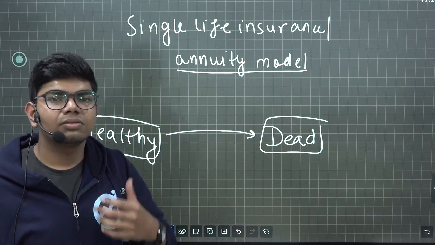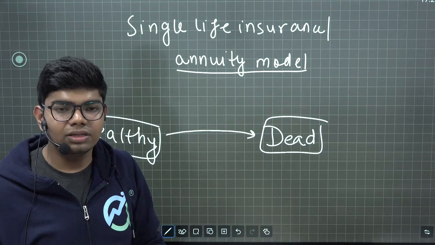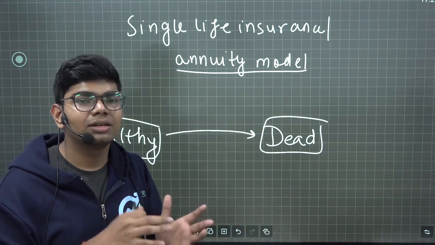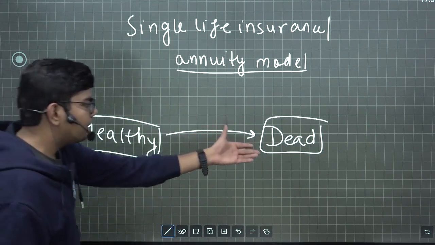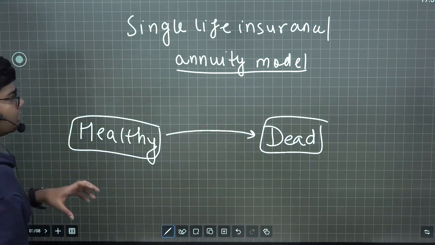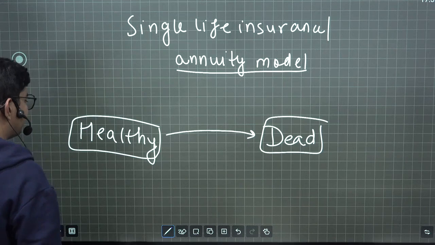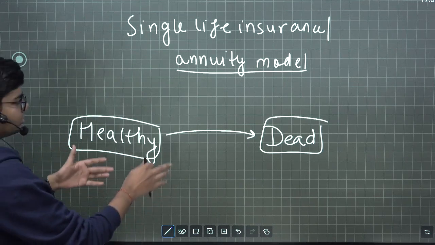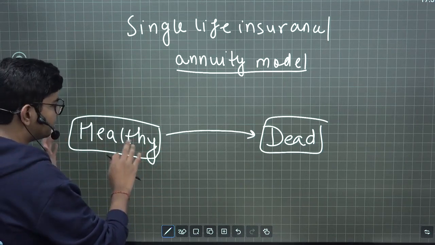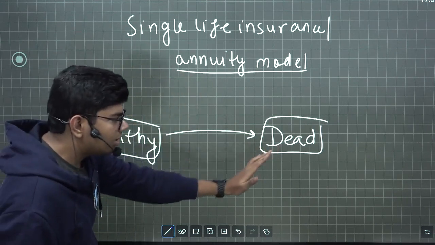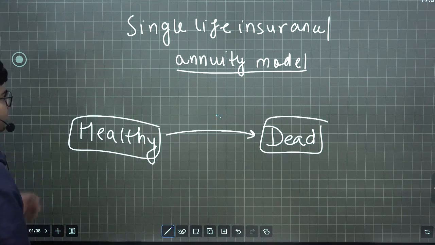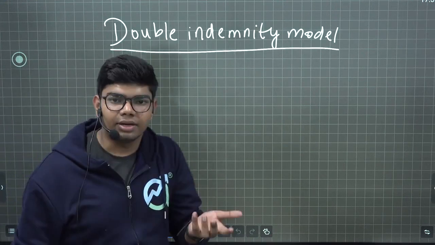We are going to discuss the different states that are going to be there in different models under different scenarios. So this is one of the basic ones. Obviously, you cannot go back from dead to healthy. You cannot become a zombie and come back to life. Okay, so that thing is not there. So this is a very simple, straightforward model. You would get the payment as long as you are alive, and the payment should stop as soon as you are dead. Then you have a double indemnity model.